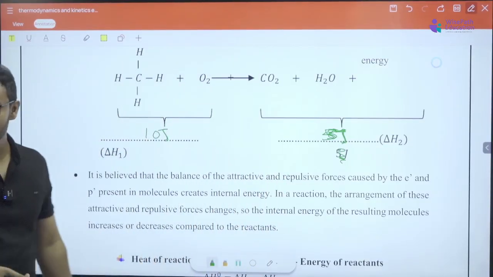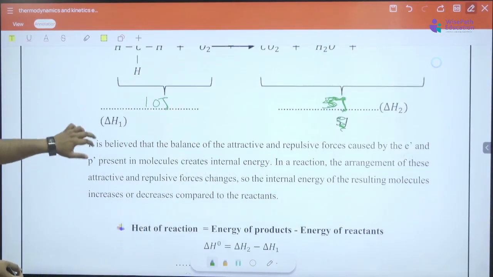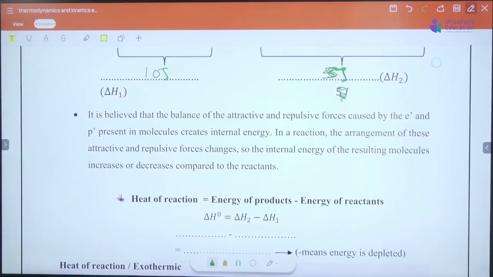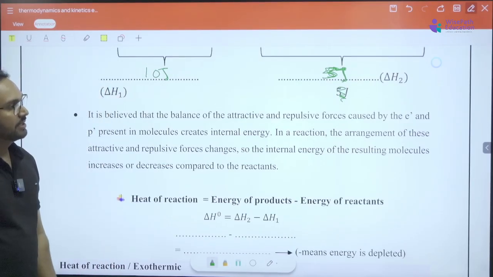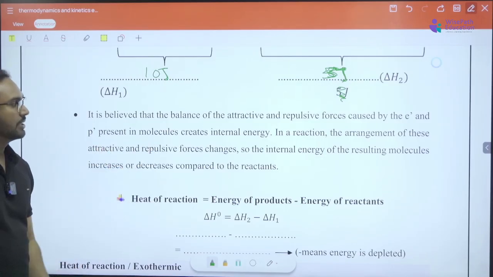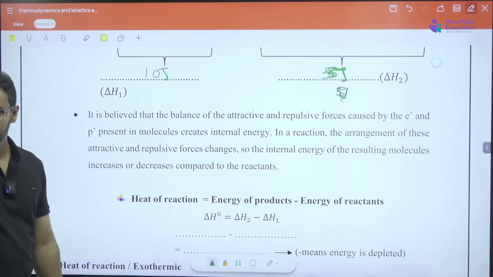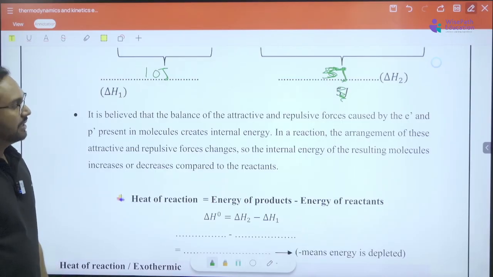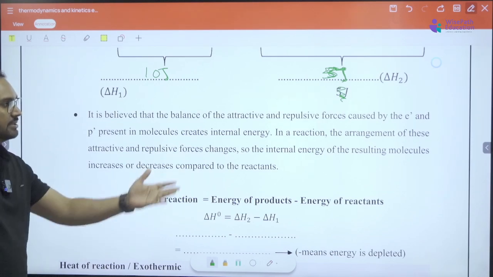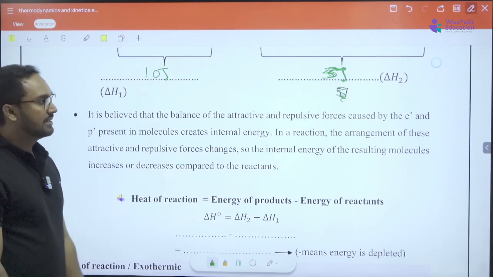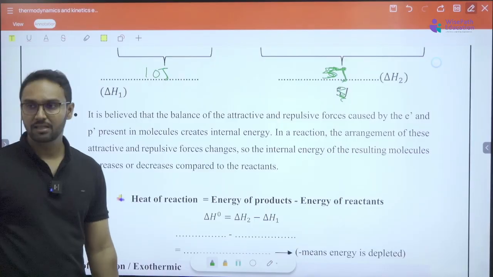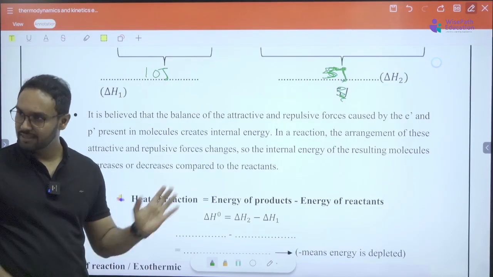An exothermic reaction happened. So it is believed that the balance of the attractive and repulsive forces caused by the electrons and protons present in the molecules creates internal energy, right? In a reaction, the rearrangement of these attractive and repulsive forces changes, so the internal energy of the resulting molecules increases or decreases compared to the reactants. That is what happens. Understand this part?